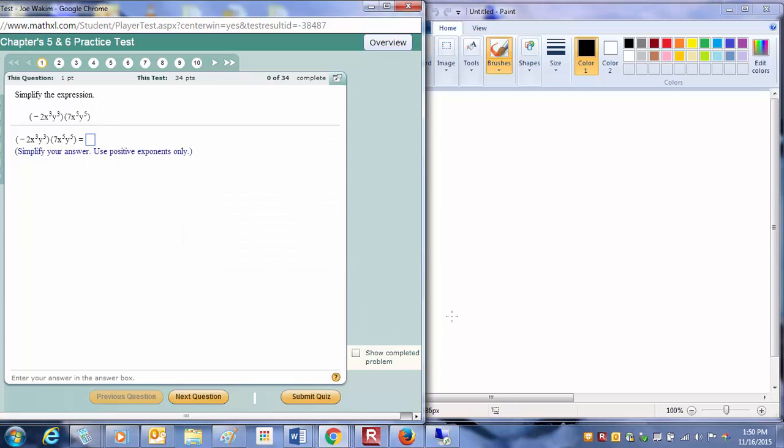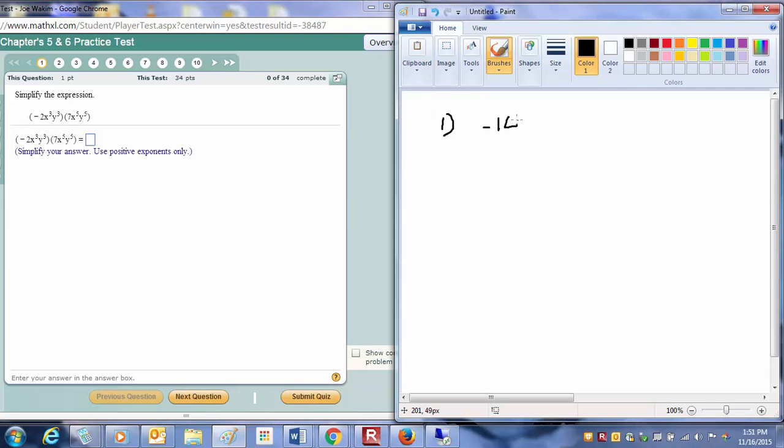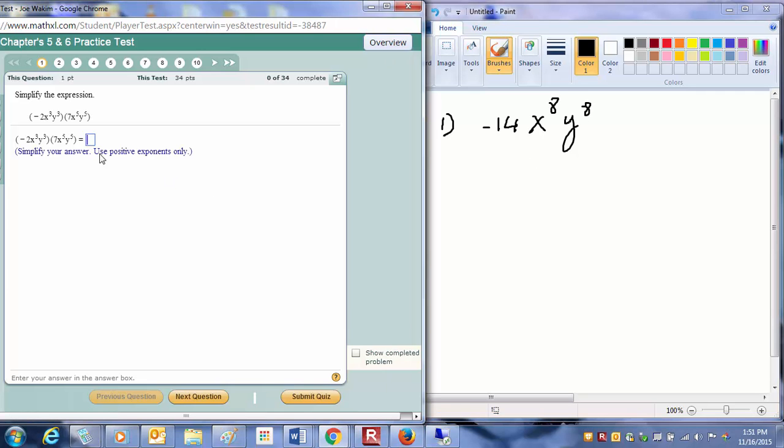Alright, this is a tutorial for the chapter 5 and 6 review test 3, intermediate algebra. Let's go over number 1 here. We're trying to simplify the fractions, and therefore we need to multiply these two expressions. Negative 2 times 7 is negative 14. x cubed times x^5, we need to add the exponents. That would be x^8. And then y cubed times y^5, we also have to add the exponents, and that would be y to the power 8. So this is all about question number 1.